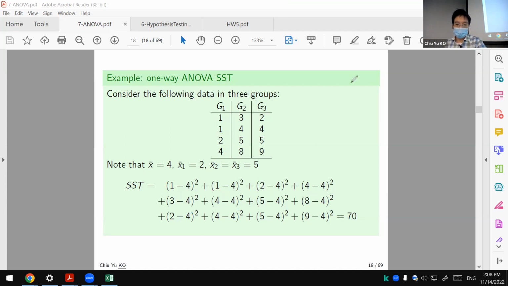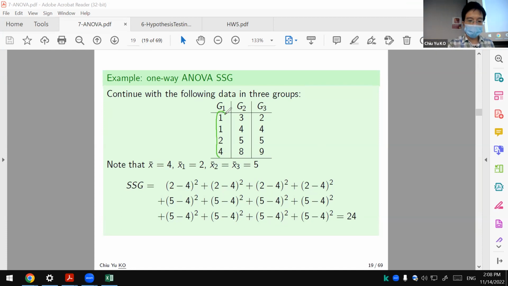You never actually calculate this in practice, but you need to know what SST is. Similarly, you can calculate SSG. Remember, for SSG you replace every observation with its group mean. So instead of 1, 2, 1, 1, 2, 4, you erase them and they become 2, 2, 2, 2, because that is the mean of Y2 here. And similarly, you replace this one with 5, 5, 5, 5, 5, because they have the same mean.